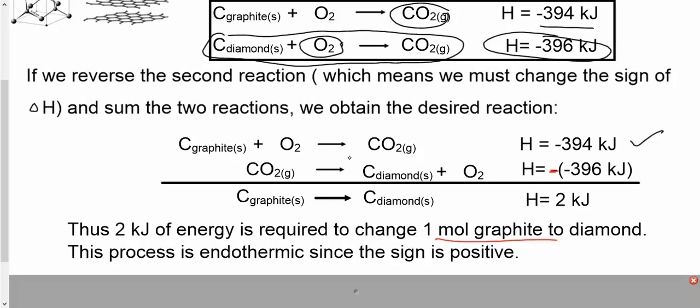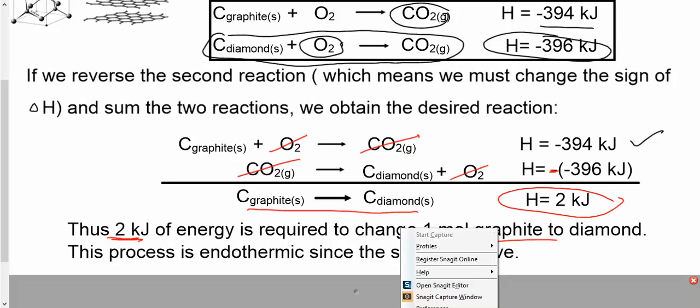Now that we've done this, we can add these two together, and carbon dioxide on the left cancels with carbon dioxide on the right. O2 on the left cancels with O2 on the right. And what we have left is our desired reaction, graphite to diamond. So we sum these two and we get 2 kilojoules. What that tells us is that 2 kilojoules of energy is required to change 1 mole of graphite to diamond.